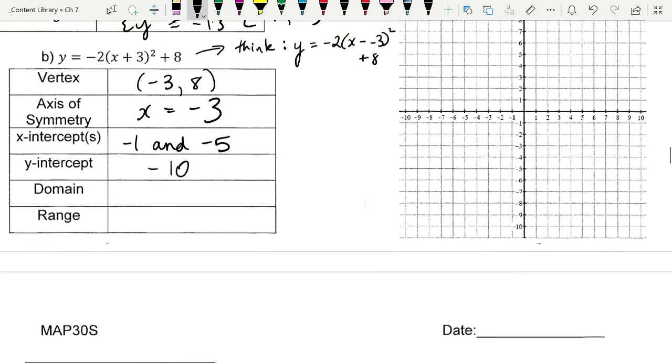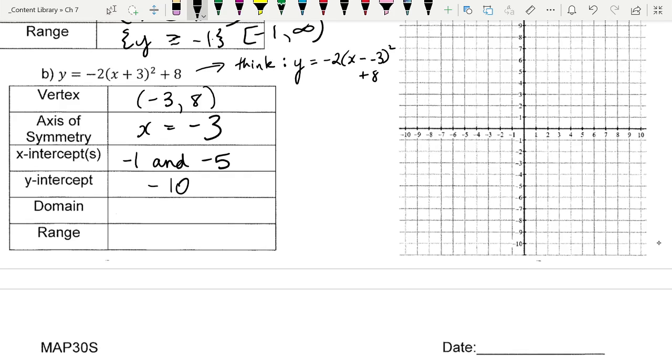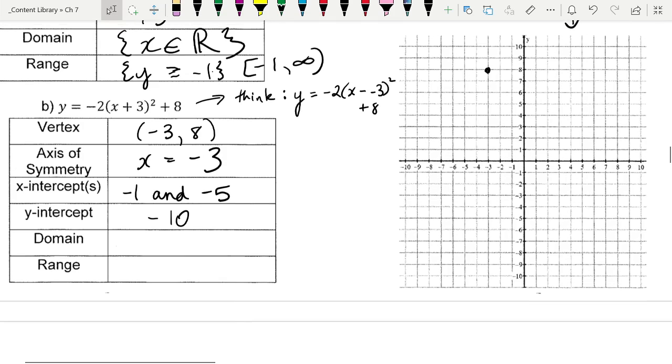Okay, let's put everything down before we do domain and range. Vertex is 3 to the left and 8 up. The axis of symmetry goes right through it. Oh, I'm not very good at drawing a perfectly straight dotted line. Never have been. Okay, and then my x-intercepts happen at -1 and -5. My y-intercept, yay, actually makes the screen this time.